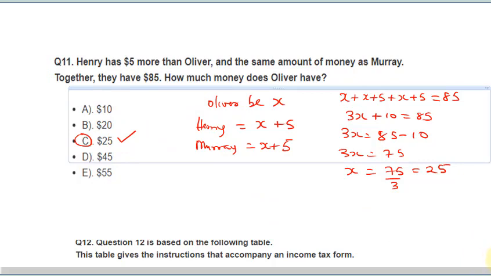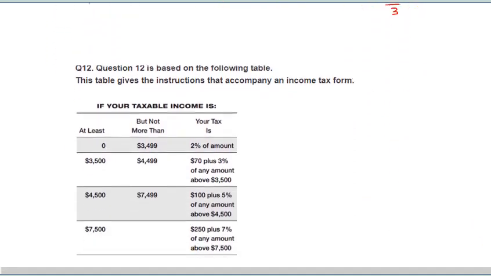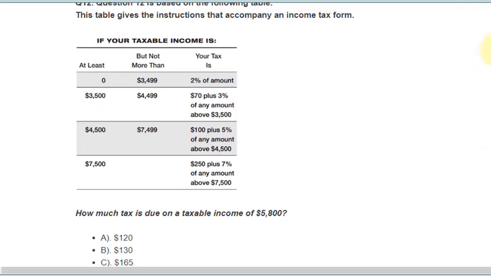Okay, so the next question says this table gives the instructions that accompany an income tax. Now it says how much tax is due on a taxable income of 5,800. Now let's look at it. At least 0, but no more than this. No, 5,800 doesn't fall here. No, so 5,800 falls under here. Now it says there must be $100 tax, plus 5% of any amount above 4,500.